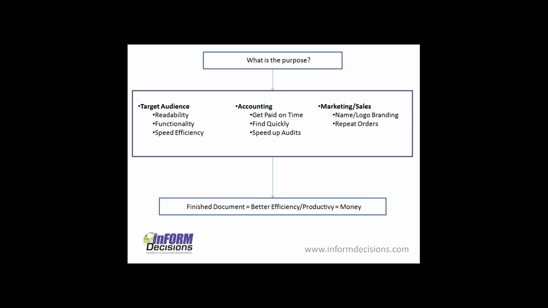Accounting-wise, right to the bottom line of the books, you basically get paid on time. Documents that are easily read are quick to get processed. You can find them easily. It speeds up audits along the way if you can actually find your documents easily, which the archive and retrieval system will help do. So accounting is going to benefit from this, which equals getting money quicker and being able to process and find things quicker.